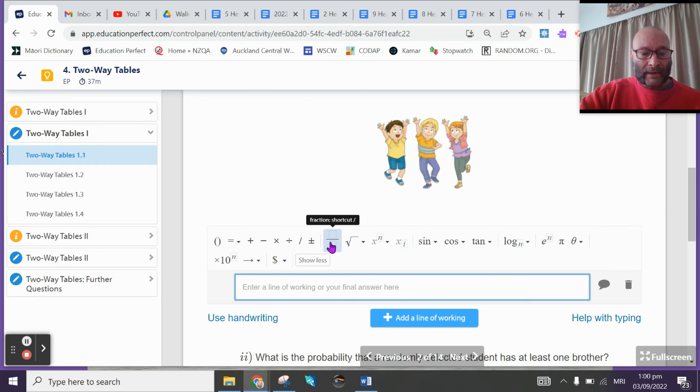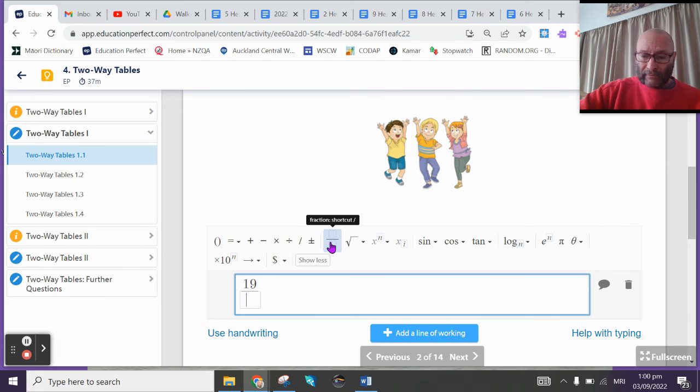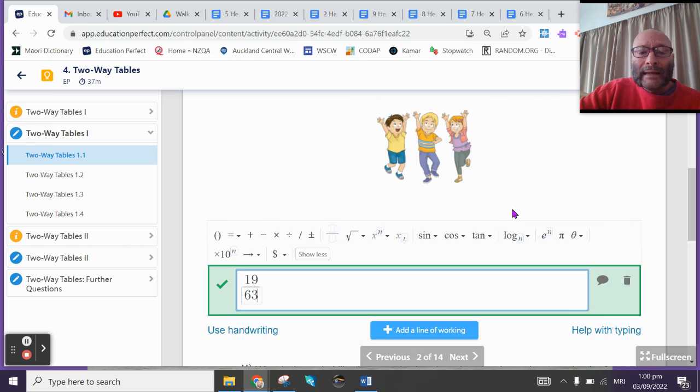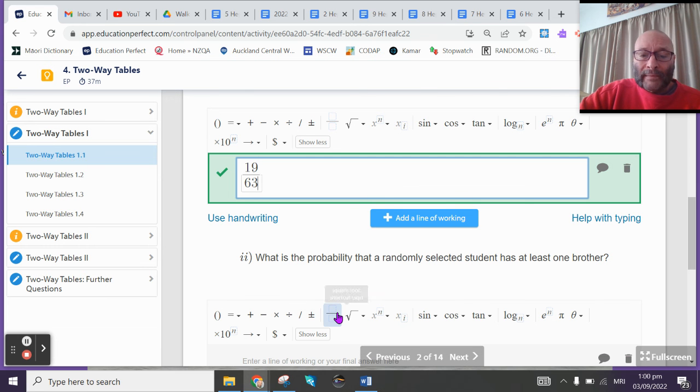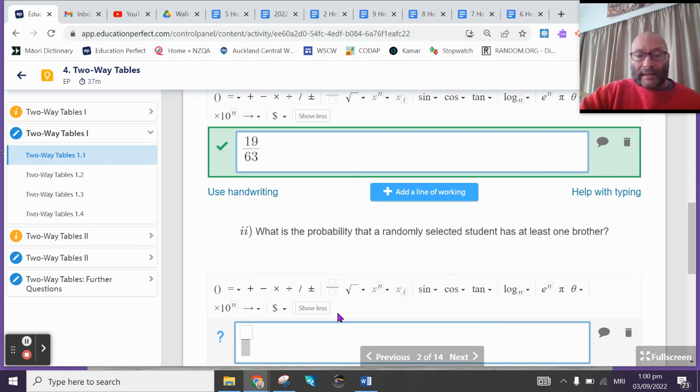Let's see how we did there. 19 over 63. Yep, we got that one. And the second part, what's the probability that a randomly selected student has at least one brother? So when we see randomly selected student, that's going to be telling us that the denominator of our fraction will be out of everybody.